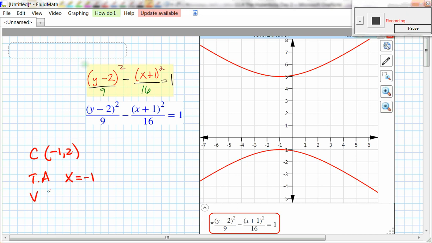Vertices. Where are the vertices at? Yeah, Gus, go. Negative 1, 5, and then negative 1, negative 1. Where are the focal points? Negative 1, 6, and what's that? Good. That's what it looks like to me. Look at this graph. Okay, what are the asymptotes?